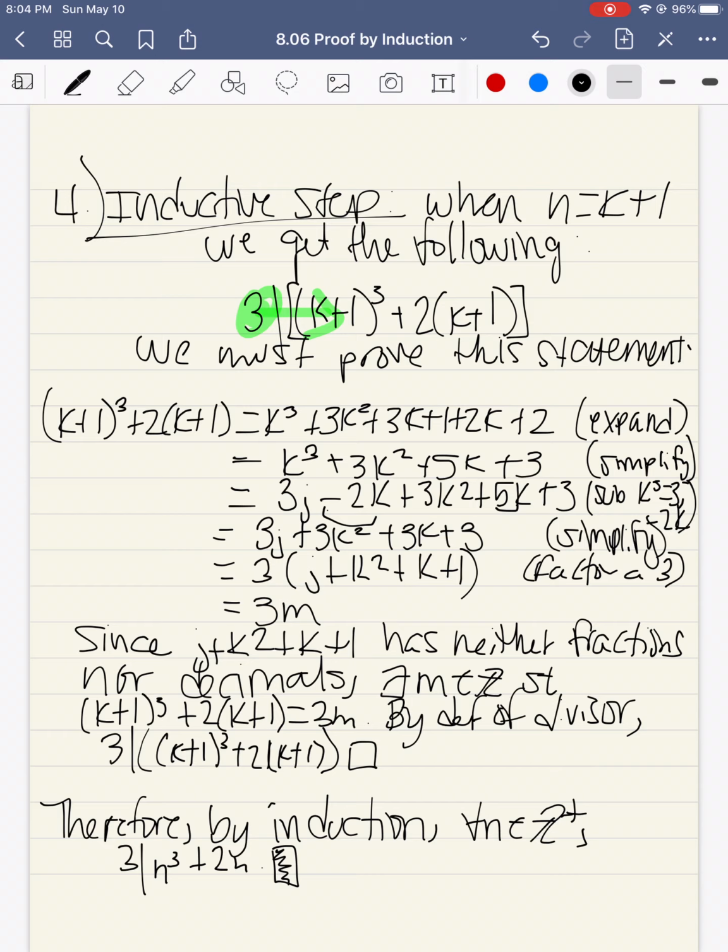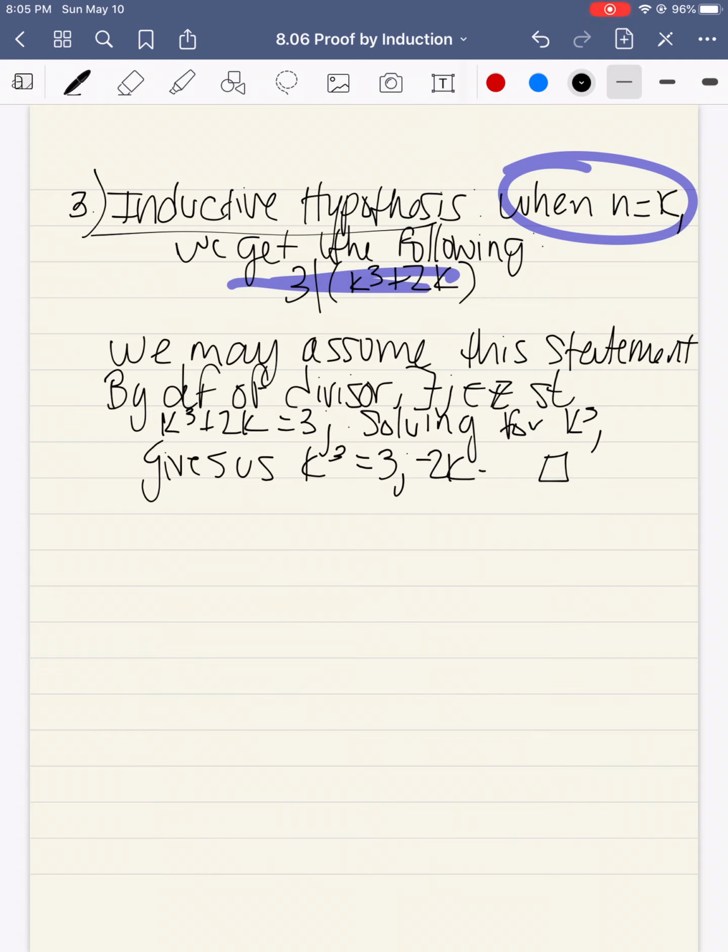So you may have some lingering questions. You may think, okay, the base case makes sense. The inductive assumption, okay, not a big deal. We just let k be given. But the inductive hypothesis might seem a little wonky because I have to solve for something. You know, we solved for k cubed.